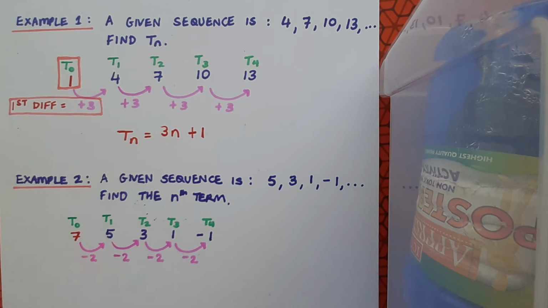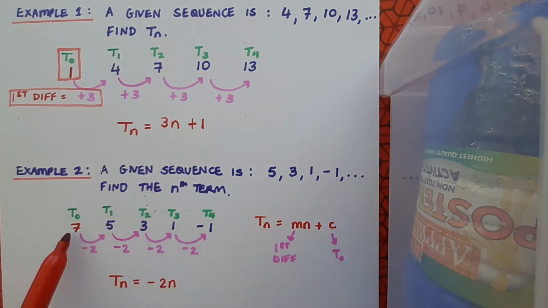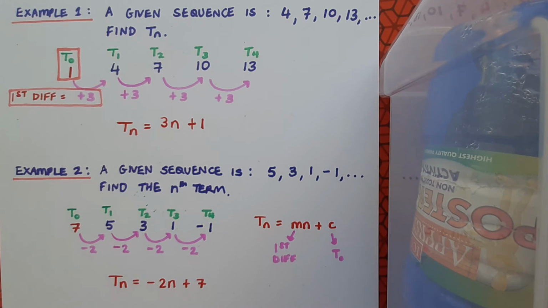Okay, so now I have all the information I need to make the general term. Don't forget the general term will be in the form mn plus c. Remember, the m will be the first difference and the c will be term 0. So in this case, Tn, which is just the nth term, is, okay, so what's the first difference? The first difference is minus 2. So minus 2n plus c, so T0 is 7, plus 7.